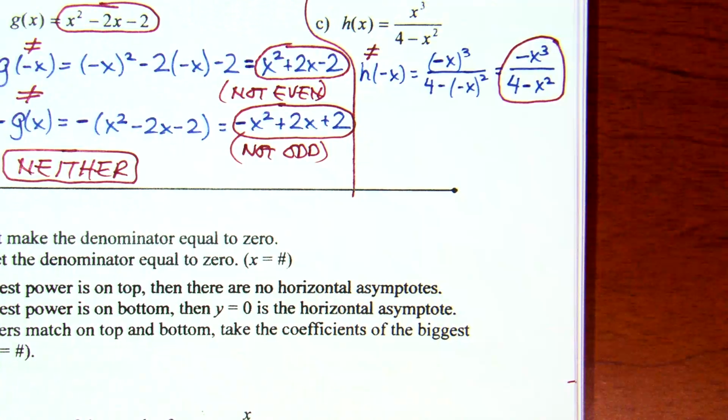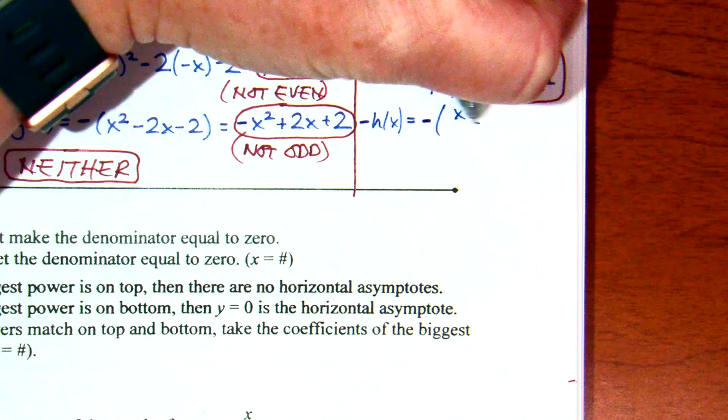Next, that was h of negative x. Now we need to check out negative h of x, which, if you remember, is taking that negative and multiplying it by the whole function, right? Now, with a fraction, it looks a little bit different. So there are a couple of different ways we can think about it. One is to do the negative times the fraction, meaning I just write it out front. So it's the negative of that fraction.